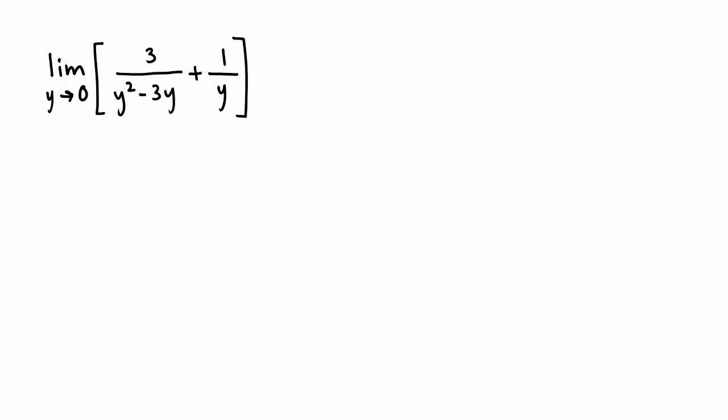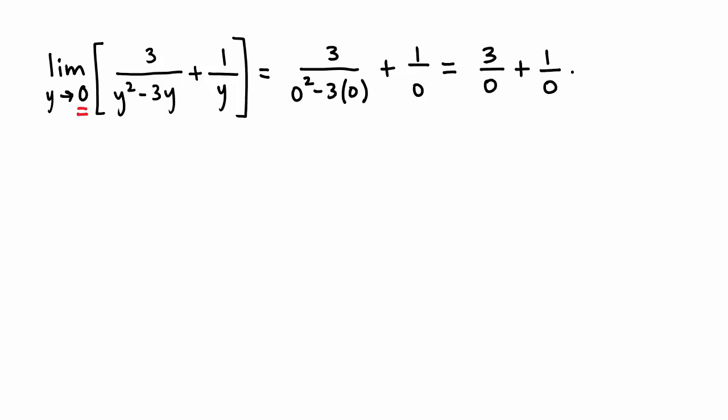Take a look at this limit. We're going to try direct substitution first, just like we always do, which means I'm going to take this limiting value of 0 and try plugging it in for every y that I see on the inside of the limit. And when I do this, I get 3 over 0 plus 1 over 0. And guys, you're not allowed to have a 0 in the denominator. You certainly aren't allowed to have 2 different zeros in 2 different denominators. Direct substitution is failing miserably.